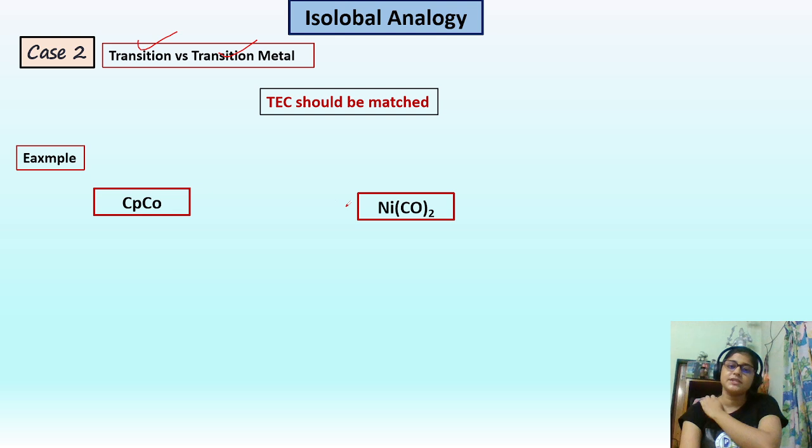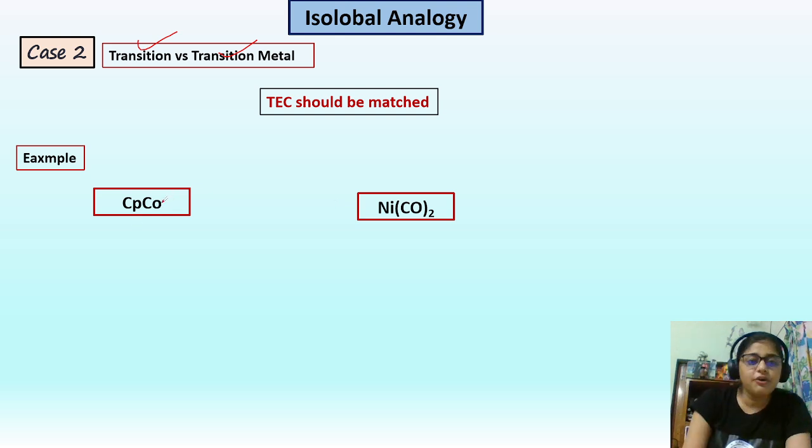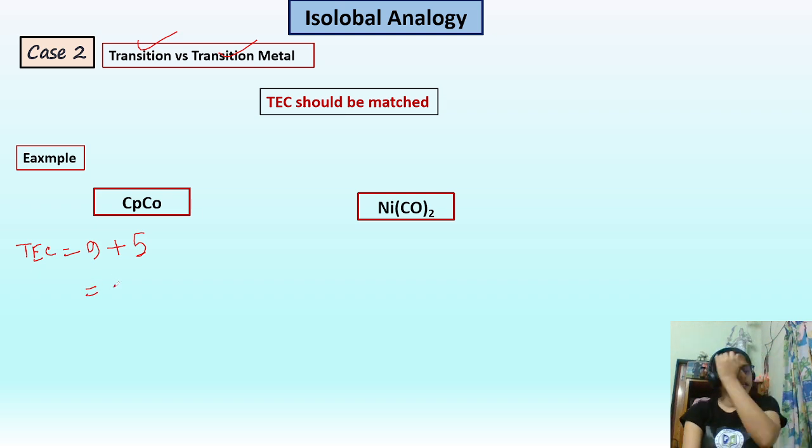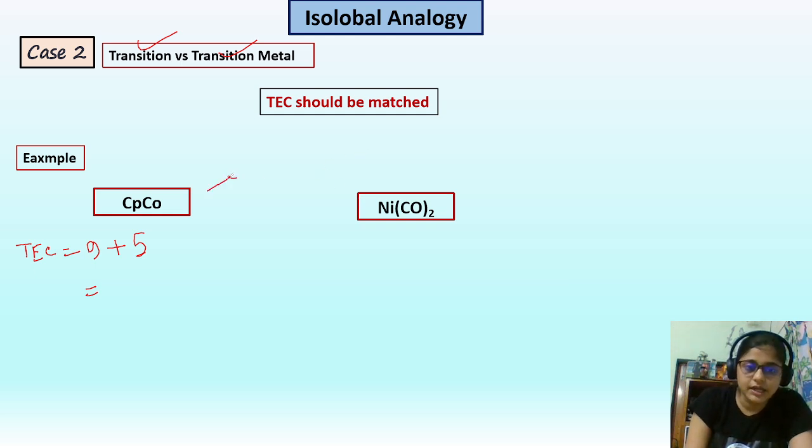Here Co is present. Here Ni. Fine. Co is d7 metal. So we have to take 9 for TEC, right? TEC equal to 9 plus Cp. We know 5. So the Cp ring, right? Cyclopentadienyl, this kind of ring. This is the Cp. I hope you have not forgotten it. A negative sign is there. So like this. Okay. So 5. This will be 14 electron.